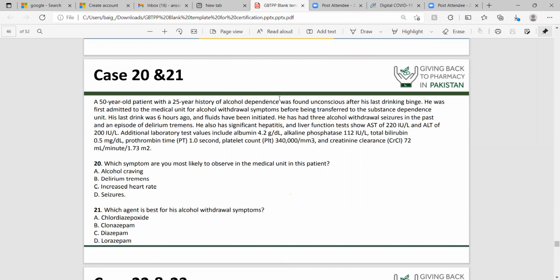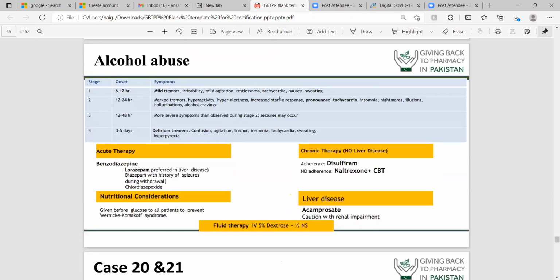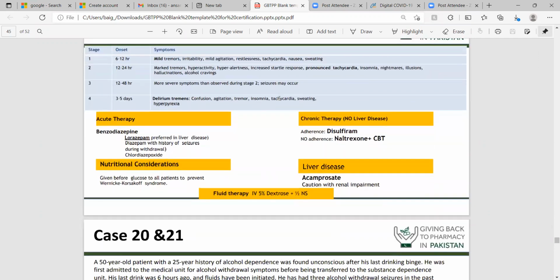Options are alcohol craving, delirium tremens, tremor, increased heart rate, or seizures. So the best option in this case is answer C, because the initial symptoms of alcohol withdrawal include increased heart rate, blood pressure, and then alcohol craving, delirium tremens, and seizures generally occur after 12 hours of abstinence. You can see in the chart, the timeline, when patients are going to experience symptoms the most.